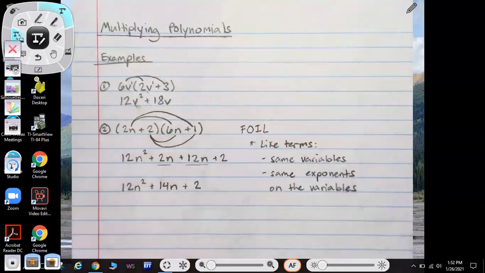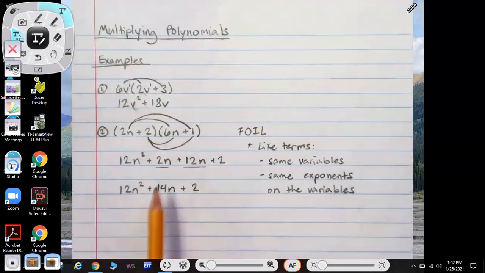Be careful here. A lot of people have the tendency, when you add these like terms, to add 2 plus 12 to get 14, and then they'll also add the exponents on the variable and put n squared instead of n. You only add the exponents when you're multiplying two terms. When you're adding like terms, you're basically adding groups of the same thing. Like I've used apples as an example a million times, it's like you're adding 2 apples plus 12 apples. You get 14 apples. You don't get 14 apples squared. Okay, that's it. We're done with example 2.